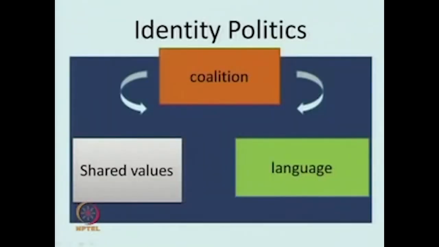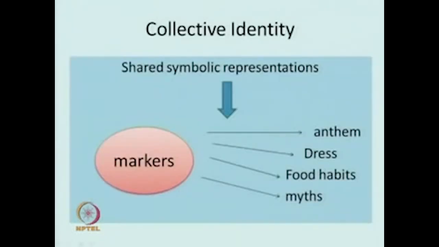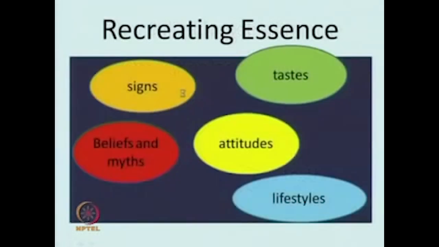Okay? So, identity politics does give rise to coalition and shared values and markers and language. Okay? And this is seen as enabling and a redescription and a re-signification. There are markers like anthems, as I said before, shared symbolic representations like anthems, dress, food habits and myths.